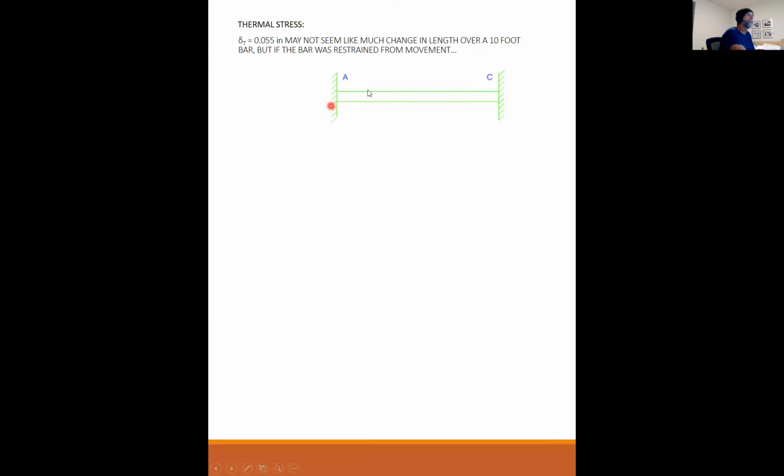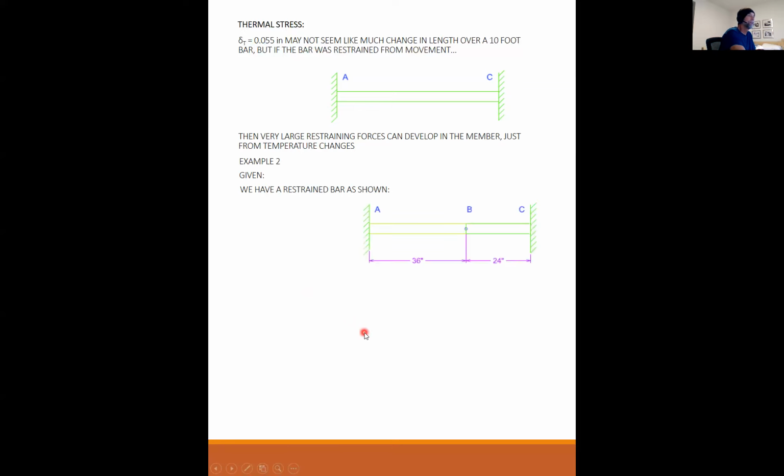So if I took that A to C and it's now fully restrained at both ends, well, now we've got a whole different story. Then very large restraining forces can develop in that member just from temperature changes. Okay, so now we're going to go to example number 2. If we have a restrained bar as shown, starting to look kind of familiar, but I've got one material from A to B over 36 inches. I have another material from B to C over 24 inches.